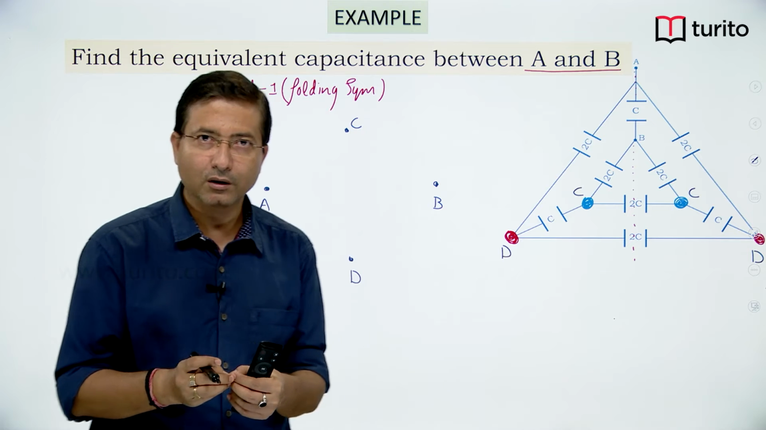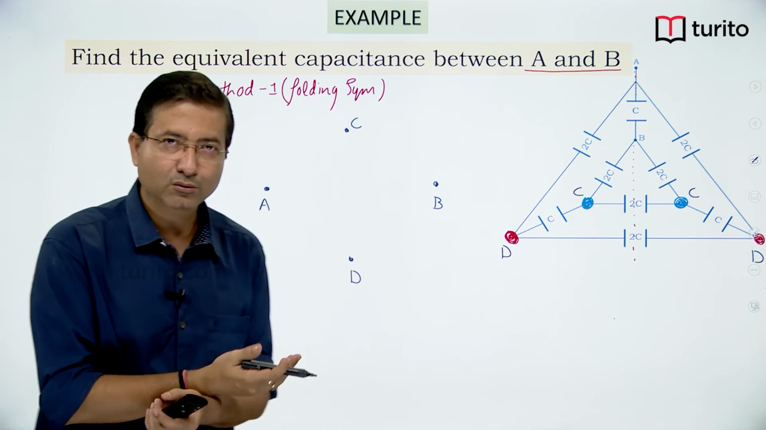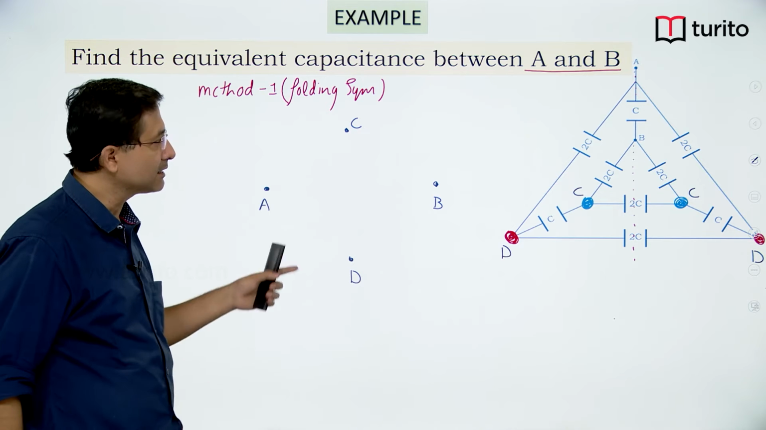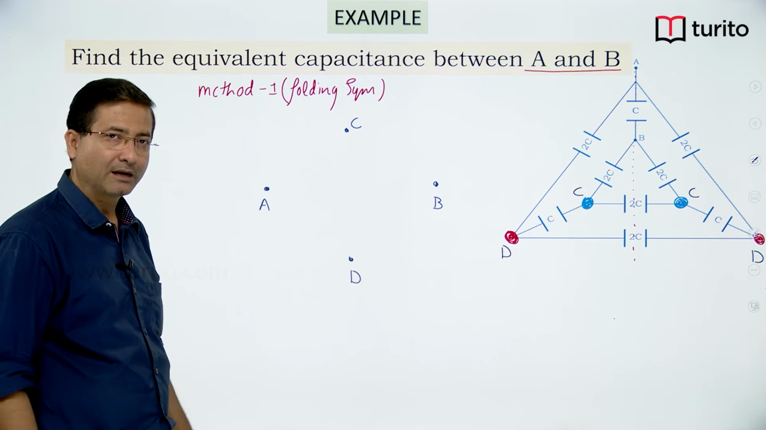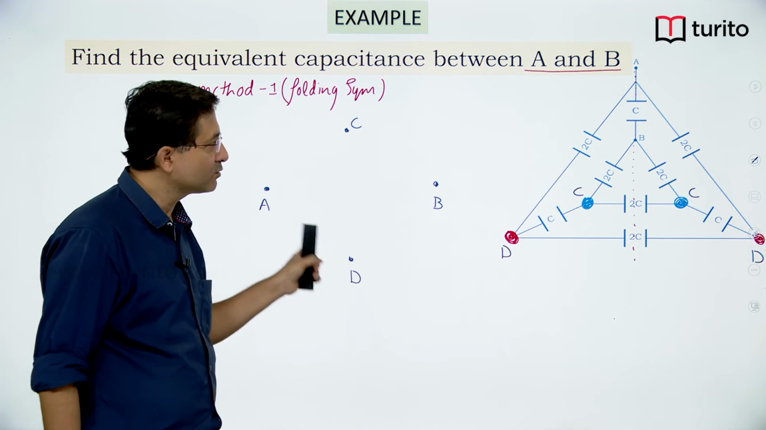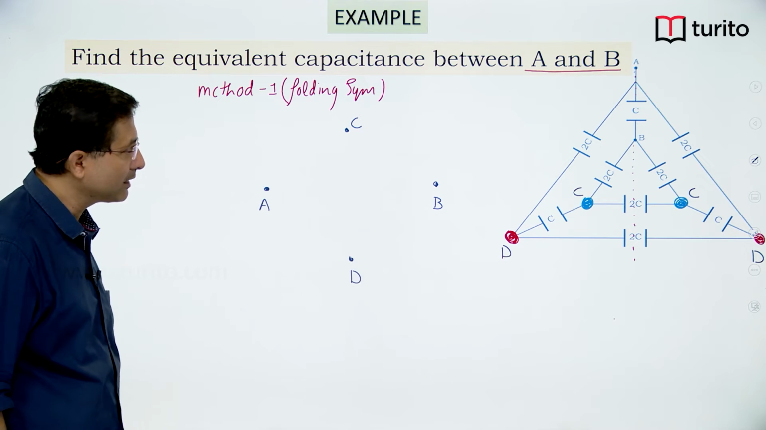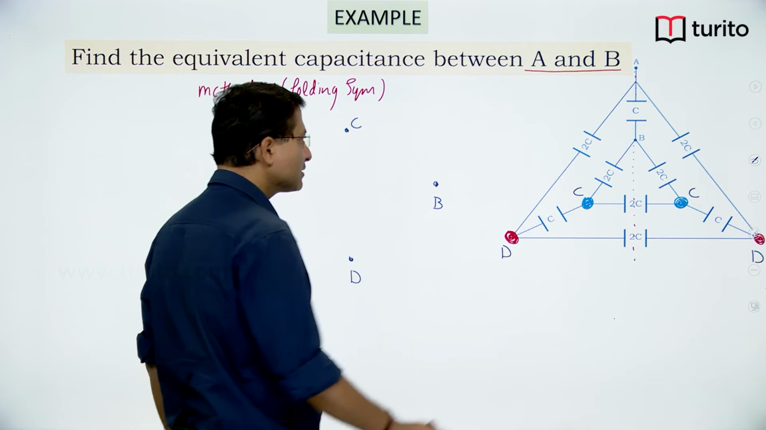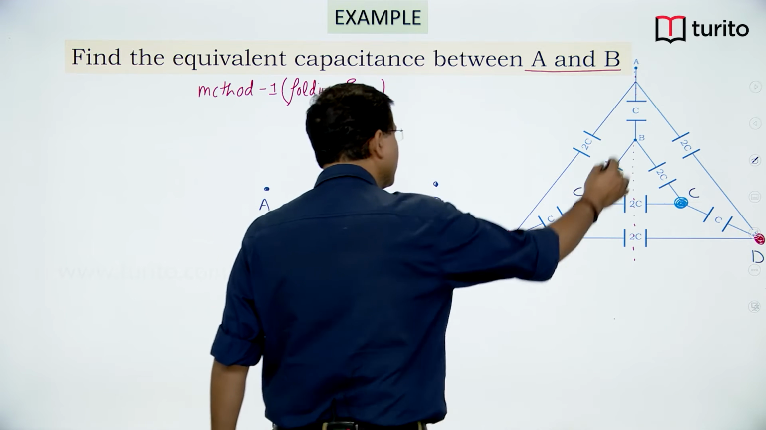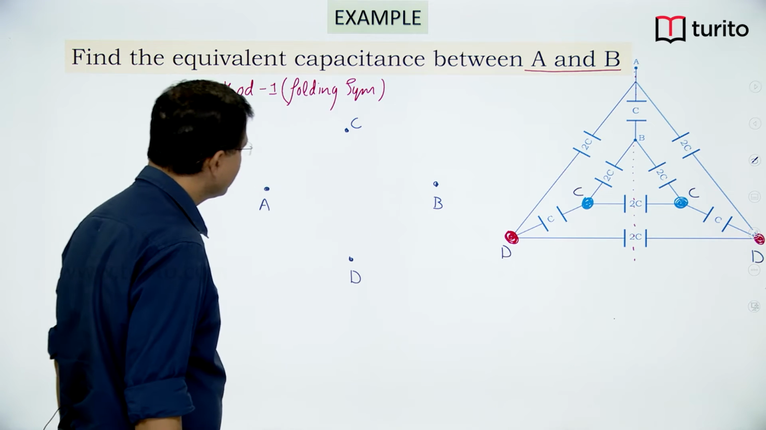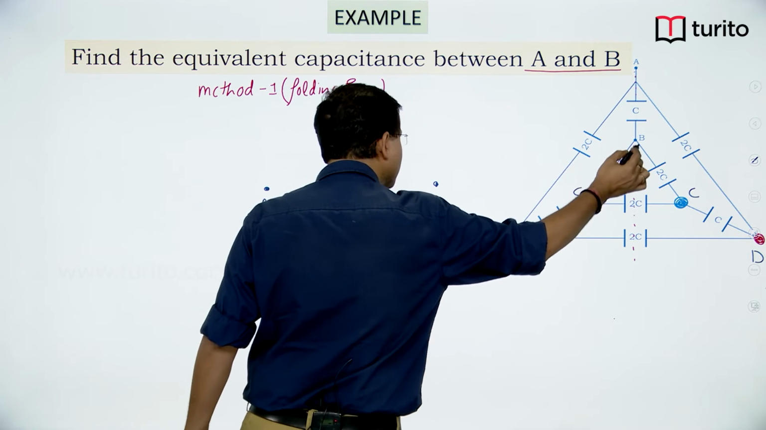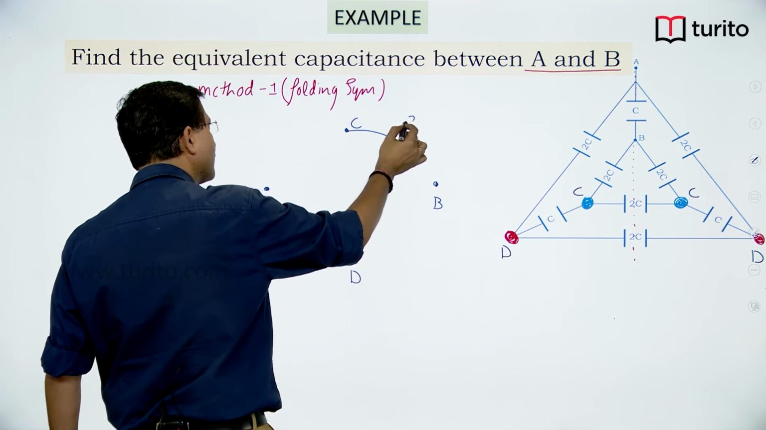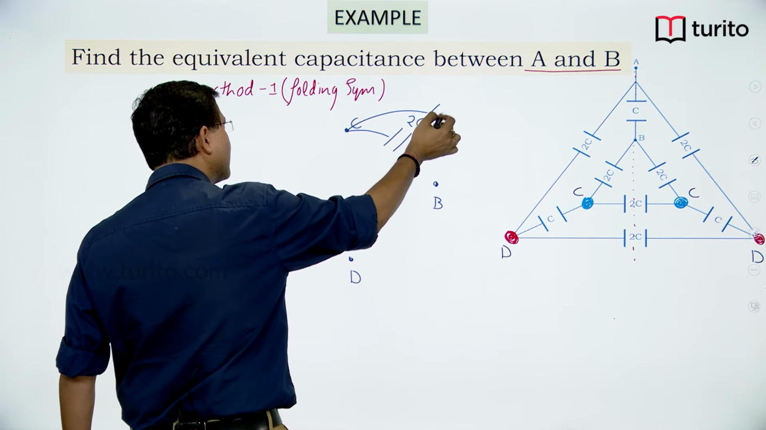If you just draw always on a straight line, it might be possible that two circuit elements will be overlapping, and then it will be very difficult to decide which one is in series and which one is in parallel. So I am drawing it this way so that I won't get any overlap. Let's see. From B to C, there are two capacitors, 2C and 2C. So here I will write 2C and then one more 2C.